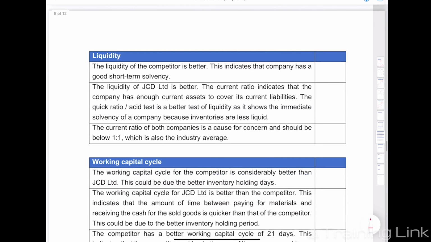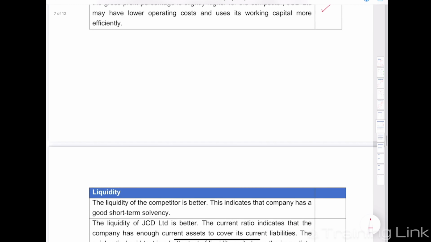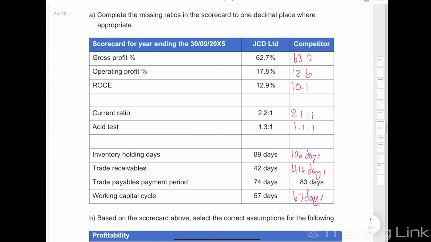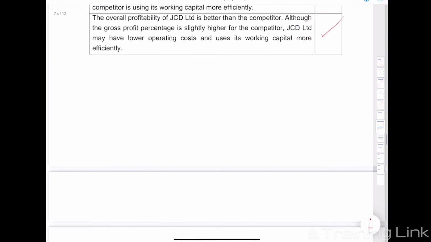Moving down to the liquidity statements then. It says the liquidity of the competitor is better. This indicates that the company has a good short-term solvency. So let's have a look at the liquidity ratios. So the competitor is actually worse on both the current ratio and acid test. So it definitely wouldn't be that first option for liquidity.